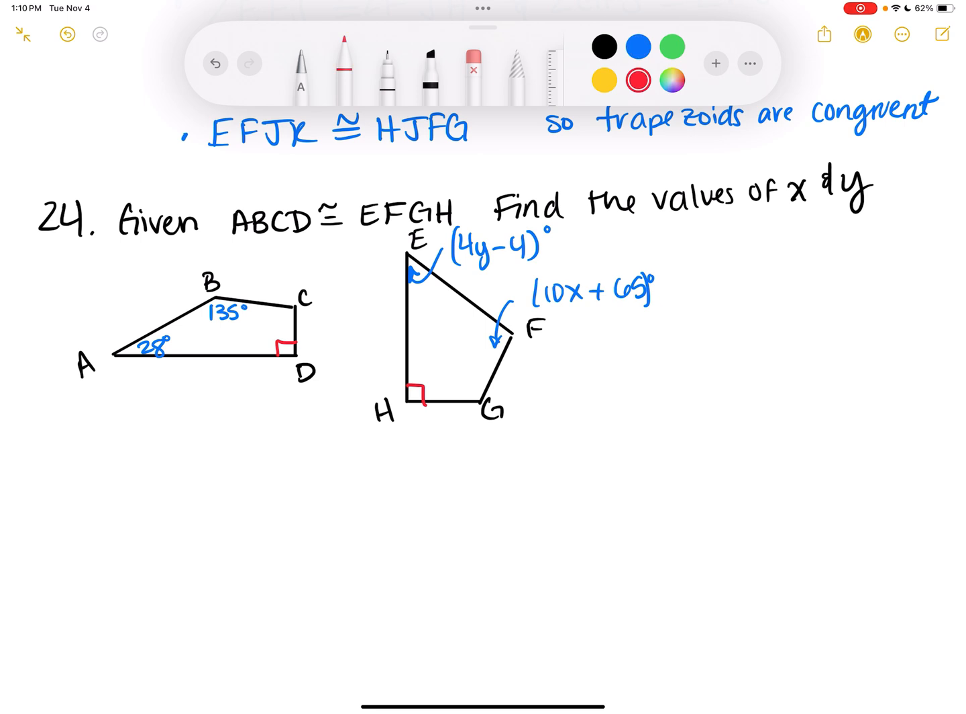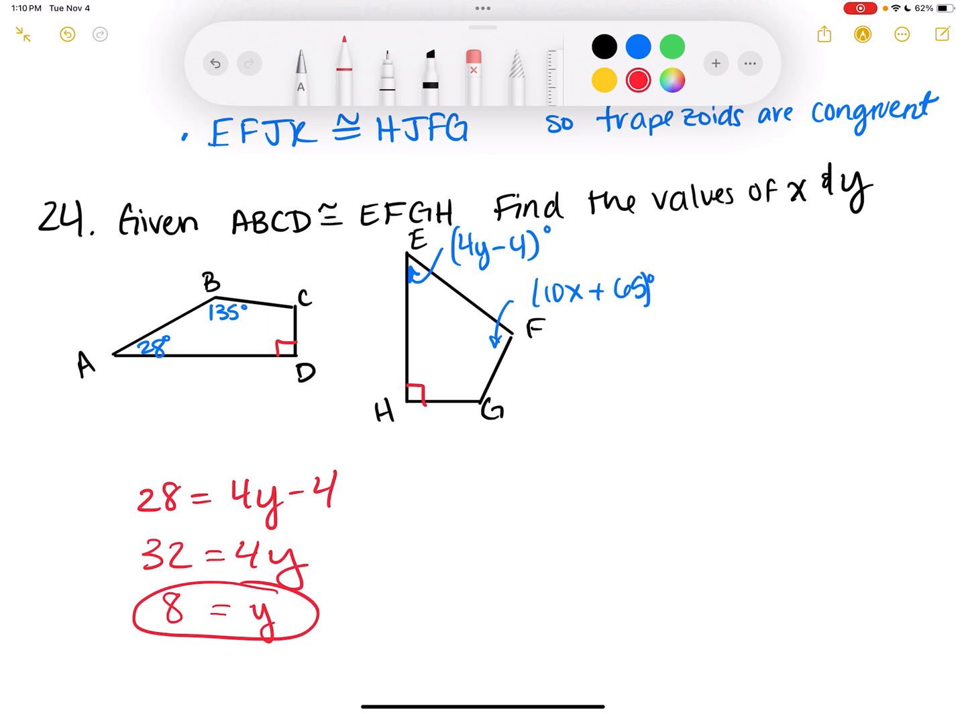28 would be equal to 4y minus 4. Yep, so I know that A and E have to go together based on how these are written, so that means that 28 has to be equal to 4y minus 4. So I'm going to add the 4 over, so 32 is equal to 4y, divide by 4, y equals 8, so that's the y value.